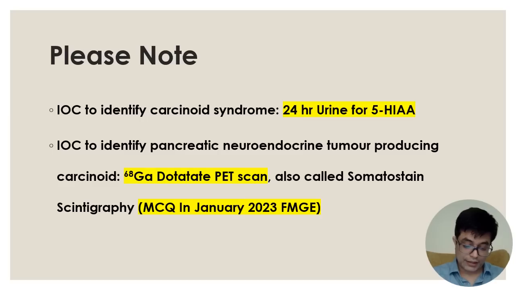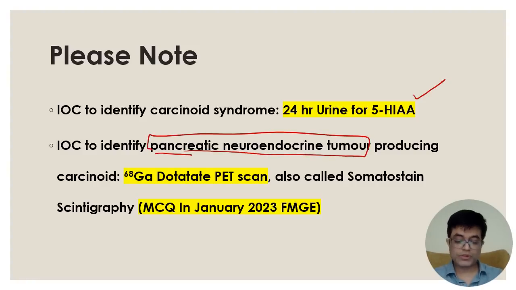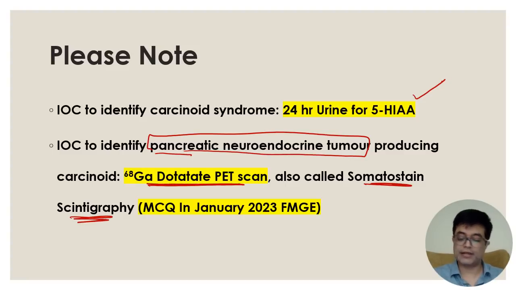Now there are two MCQs you can get confused about sometimes. Look at this. Investigation of choice to identify carcinoid syndrome will be 24-hour urine for 5-HIAA. Okay, if they say you are suspecting a pancreatic neuroendocrine tumor producing carcinoid, then what test will you do? Then you will go for gallium dotate PET scan, also called somatostatin scintigraphy, and this was the MCQ which was asked in January 23 FMG exam.